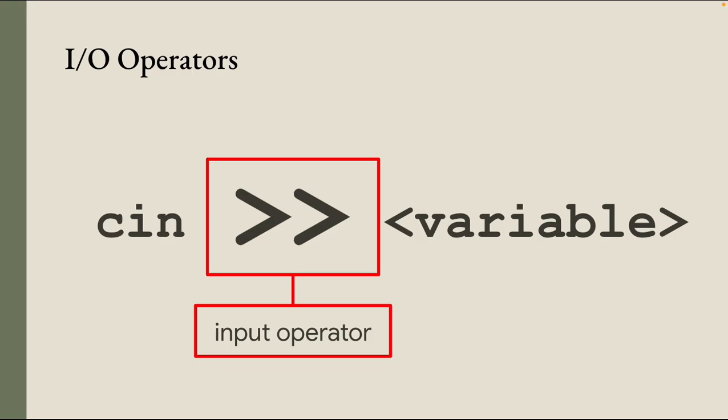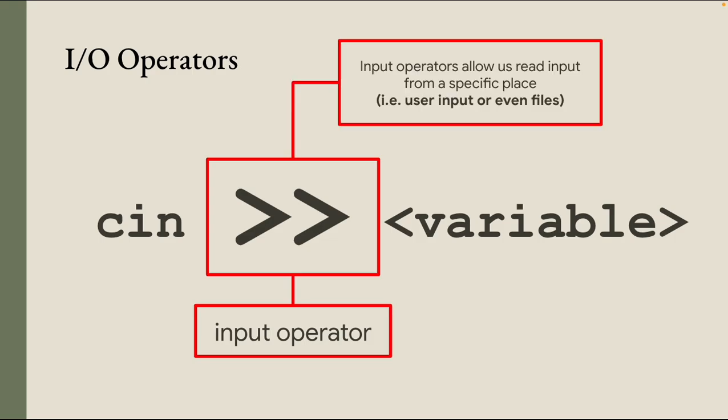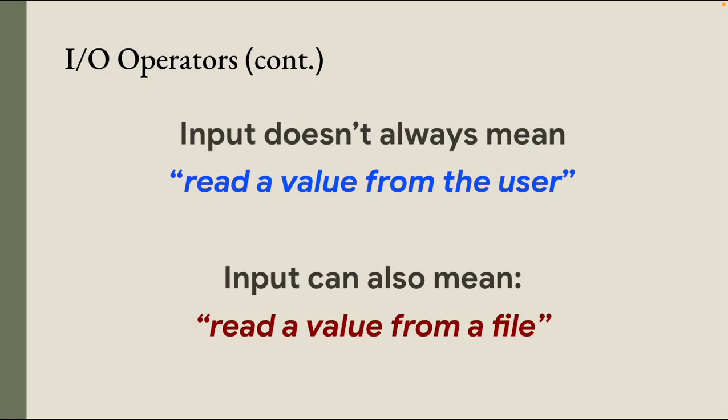cin is saying how we're going to do the input. This could be something else, and today we're going to see what that something else could actually be. But in a nutshell, this operator allows you to read some input from a certain source. That source could be user input, or in this case, today, it could be a file. We could be reading data from a file. Input doesn't always have to mean we want a user to give us the value. Users aren't the only way for us to get values. We could also get values from a file.